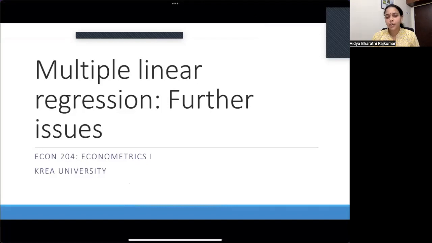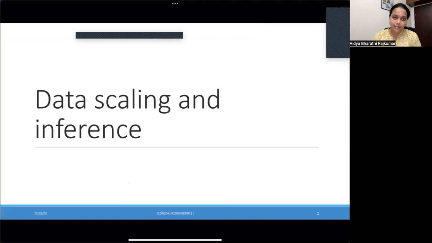We're going to be learning about a few additional issues that crop up when we run linear regressions. This video in particular will go over the topic of data scaling and what it means for statistical inference. And we'll also be looking at a particular type of regression where every single variable has now been standardized. So let's get into the first one, which is data scaling in inference.